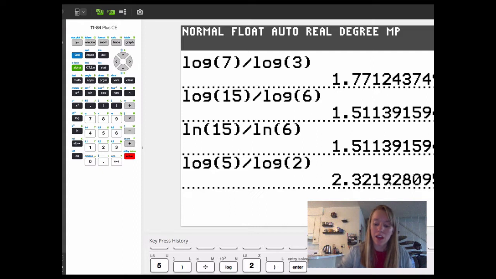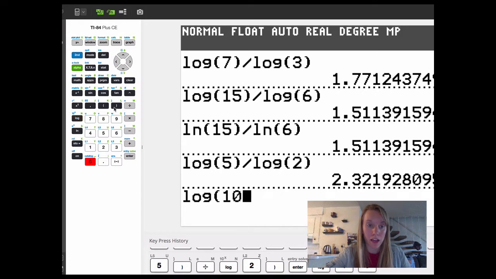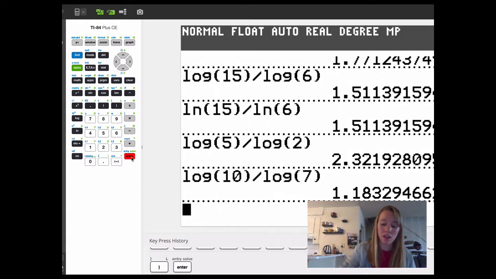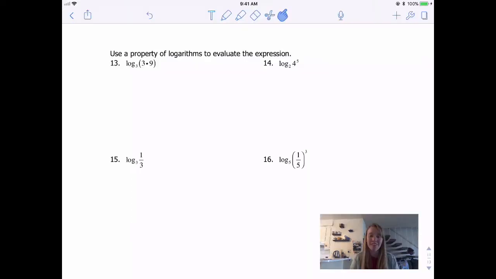And then 12, I've got log base 7 of 10. I do log of 10, because that's the argument, divided by the log of your base, which is 7. Notice I close the parentheses both times, hit enter. And I get 1.183.